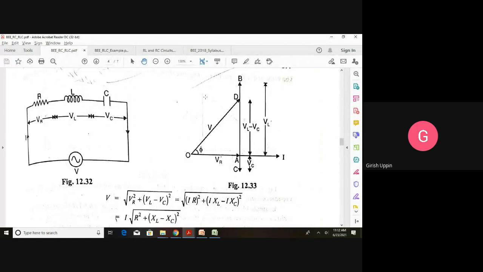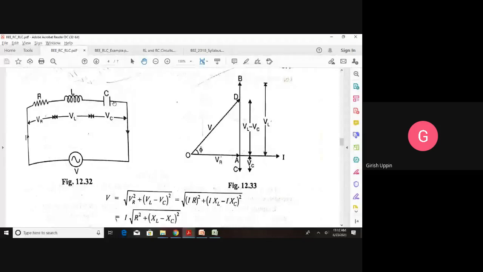So that is the first one. The second one, in case of an inductor, the applied voltage across the inductor is VL, and the resulting current is I. And what would be the relation here? The current I would lag the voltage VL by 90 degrees in case of a pure inductor. So that we have to draw as a diagram.